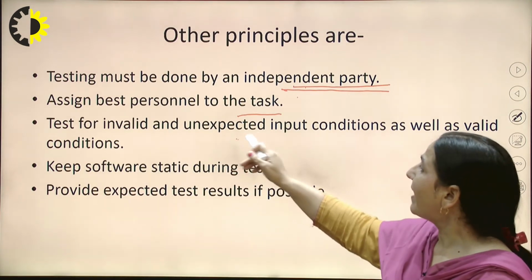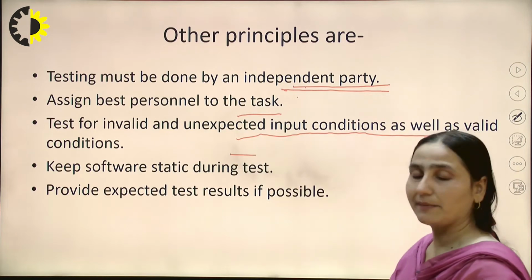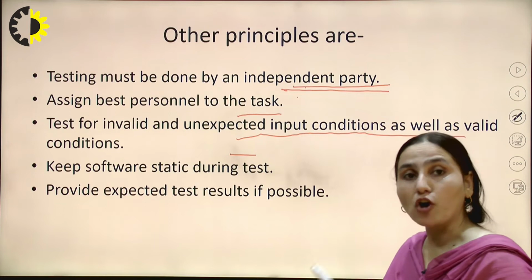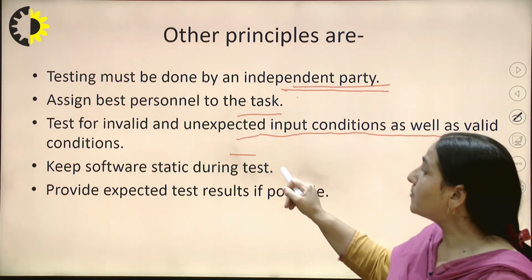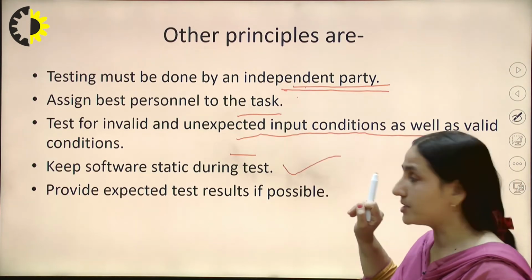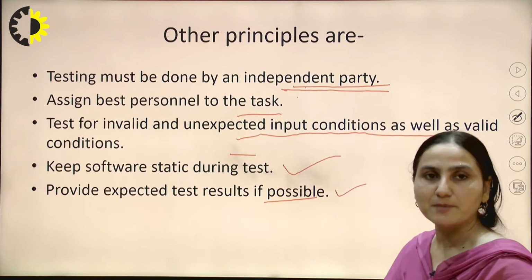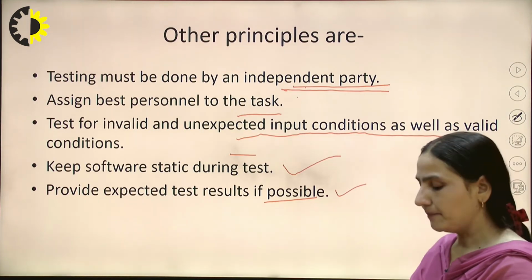Test for invalid and unexpected input conditions as well as valid conditions. That means it's not only the valid conditions based on which we perform the testing. We should perform it based on the invalid conditions as well. Keep software static during test and provide expected results if possible. So what are the results we are expecting out of the system or the software? It should be able to provide that particular type of results.